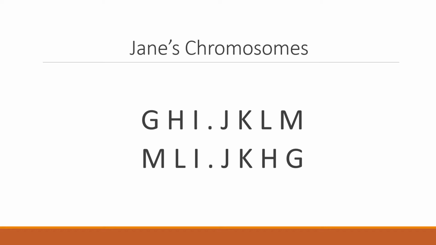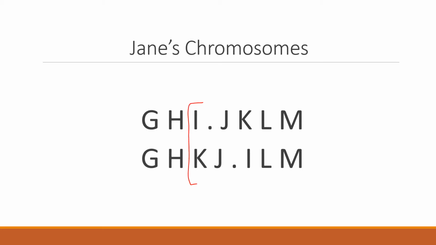Here's a representation of Jane's affected chromosomes, with the letters representing different regions of the chromosome and the period representing the centromere. If we flip the bottom chromosome so that the ends of the two chromosomes match up, we can see that the middle section of the bottom chromosome has been flipped 180 degrees. This kind of chromosomal aberration is called an inversion.